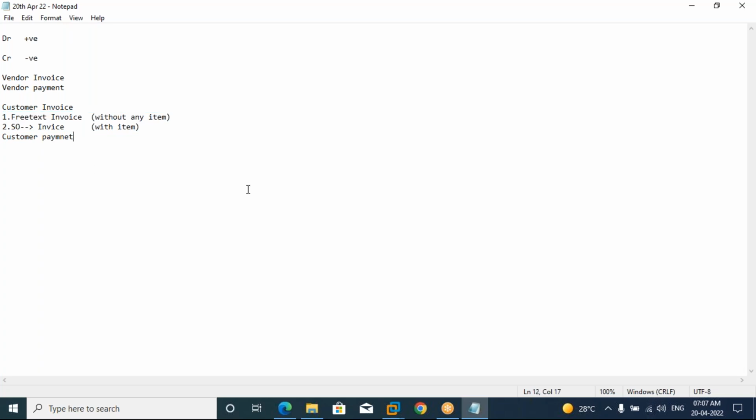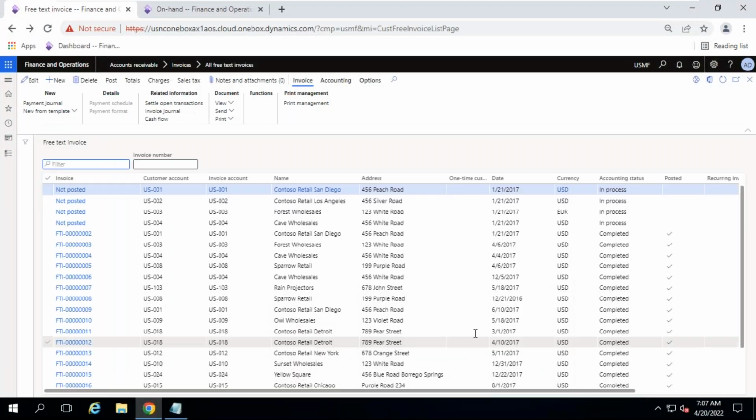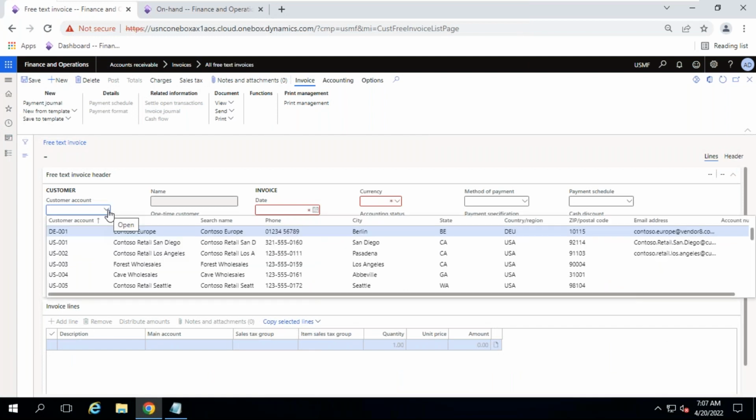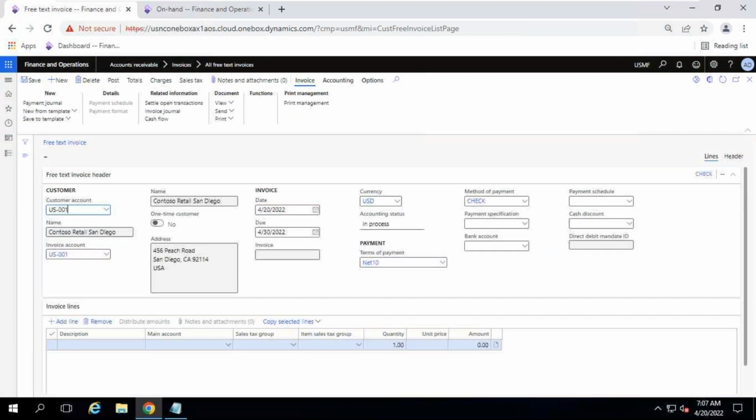Let me show you how to do a Fretix invoice. Click on the new button. Select the customer. Click on tab. The details are already filled in automatically. You will understand slowly. Terms of payment, methods of payment, and currencies I need to explain to you. Due date I will explain later.